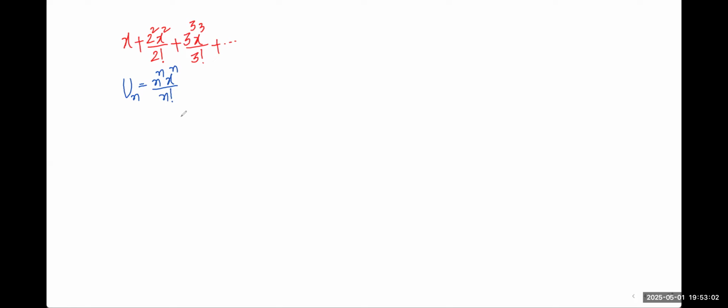And what is the logarithmic test? Taking log on both sides, then multiplying with n and limit.